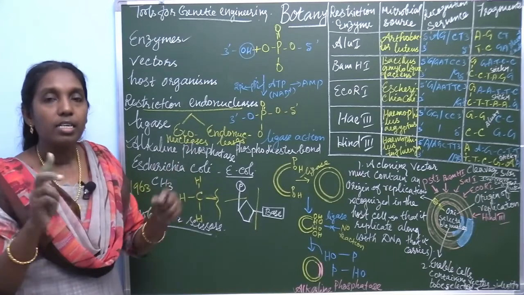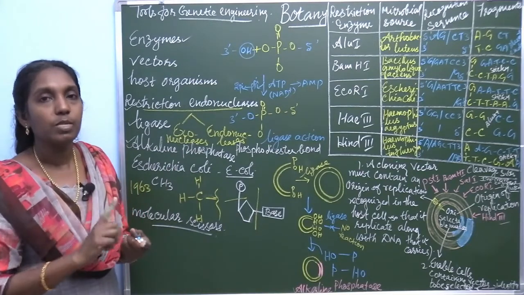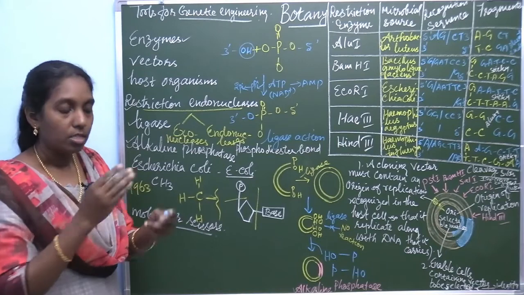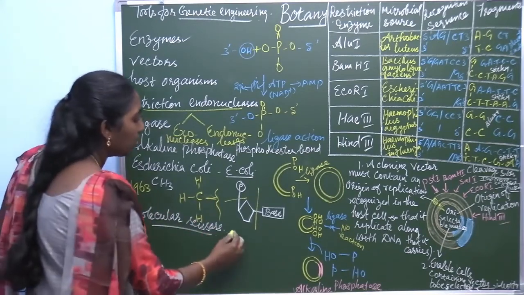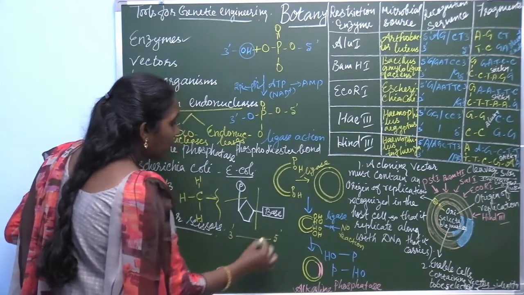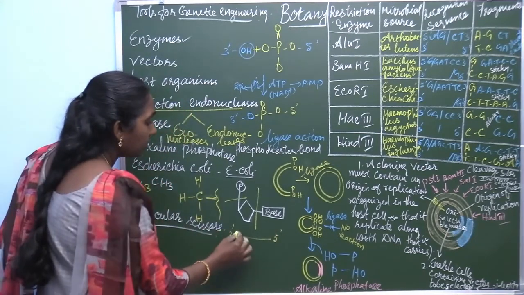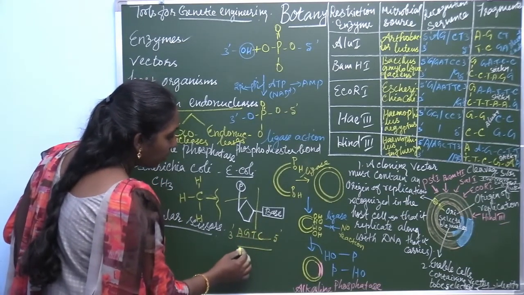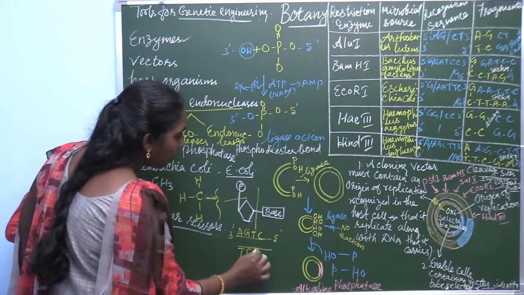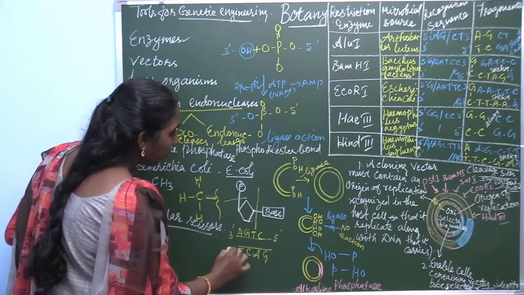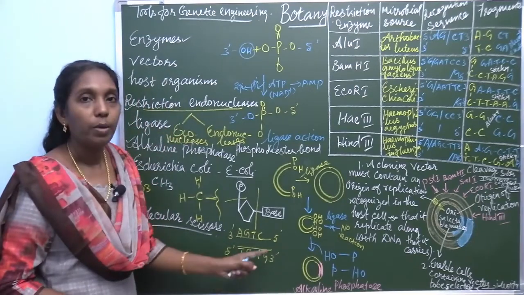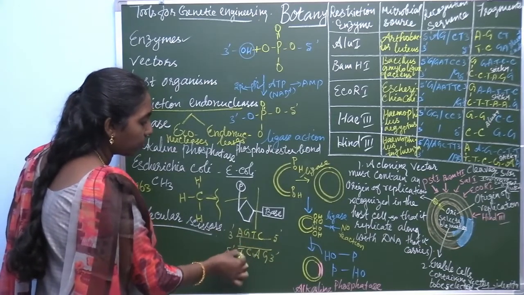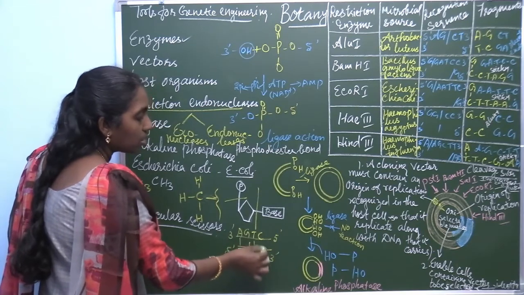It recognizes a specific site and cuts at a specific site. In the nucleotide, you know that it joins the complementary pair in the 3'-5' direction: adenine, guanine, thymine, cytosine. The complementary pair is: adenine combines with thymine, guanine with cytosine, thymine with adenine, guanine with cytosine. So, 5'-3'. This is the complementary pair, and there is a rule: adenine combines with thymine, guanine combines with cytosine.